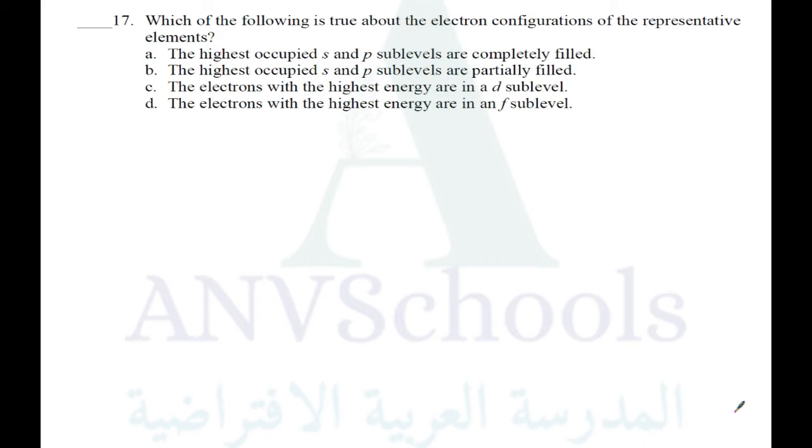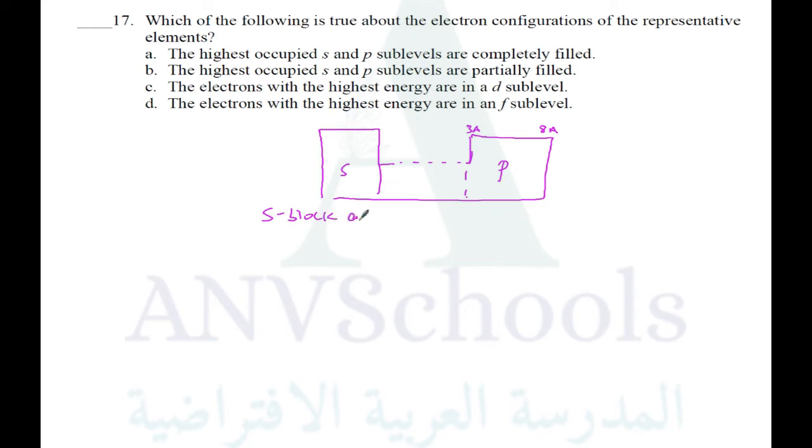Which of the following is true about the electron configurations of the representative elements? Again, representative elements are the S and P block. If we separately see this section and this section, it's not drawn to scale actually. So this is from 3A up to 8A. These are the P block, this is the S block. So S block and P block together they form the representative elements.